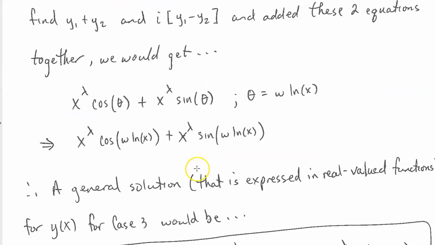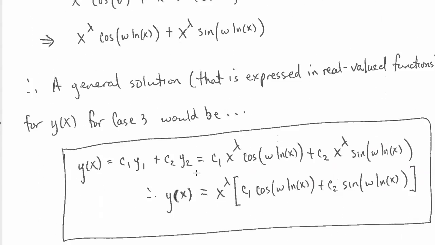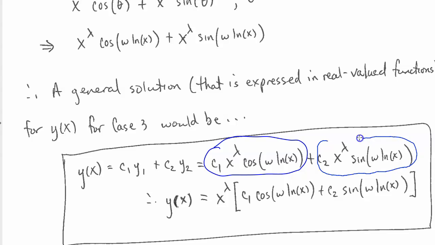To make a long story short, we do all that business, and when we add the two complex solutions together that we originally got, we end up getting this term. And when we do i times the difference of them, we end up getting this term. Of course, our general solution here is just going to be a sum of these two. Since they both have x raised to the lambda in those terms, I'll just go ahead and factor that out. And so this is what our case 3 would be.